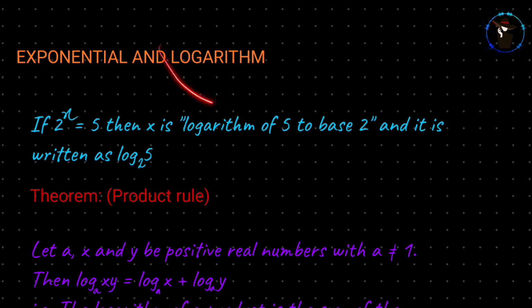Now we have logarithm along with exponential. So it's exponential and logarithm. If 2 power x equals 5, then x is the logarithm of 5 to base 2, and it is written as log 5 base 2. The 2 which is down is known as the base.